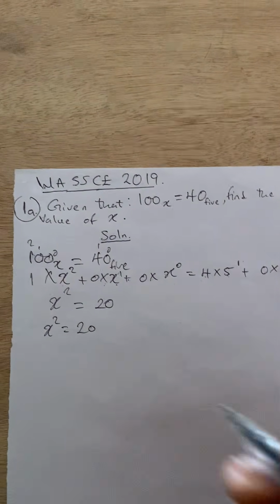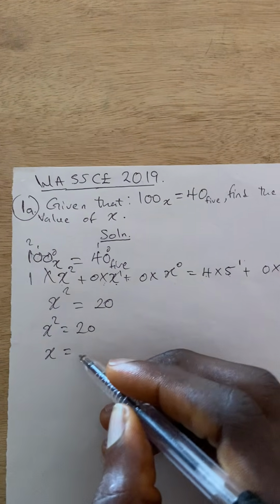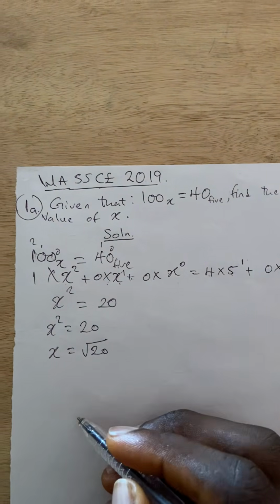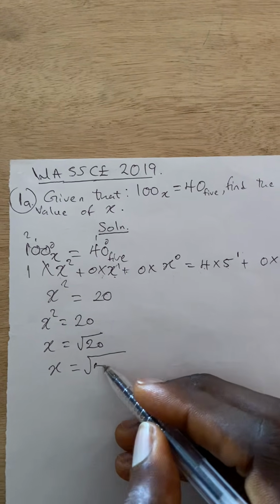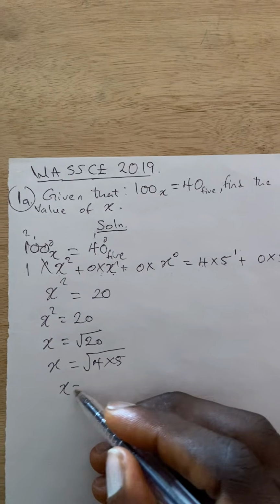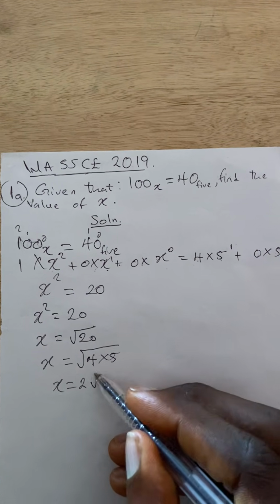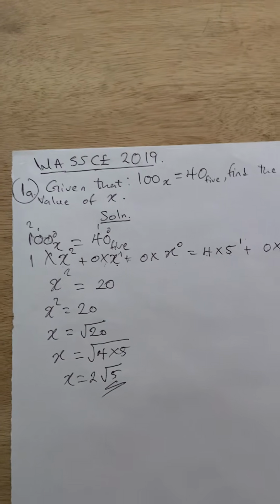So from here, since we know that x squared equals 20, we can take the square root of both sides: x equals square root of 20. From here, we cannot stop. We can say x is then equal to square root of 4 times 5. So x is equal to square root of 4, which is 2, root 5. And that's the final answer for x in that part. Now let's go for number 1b.